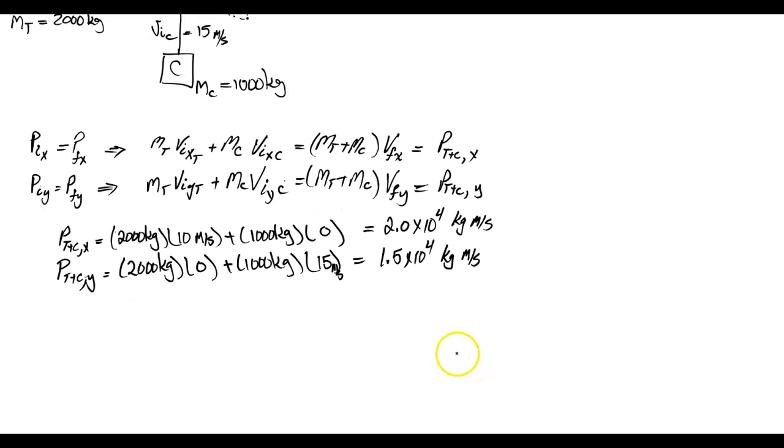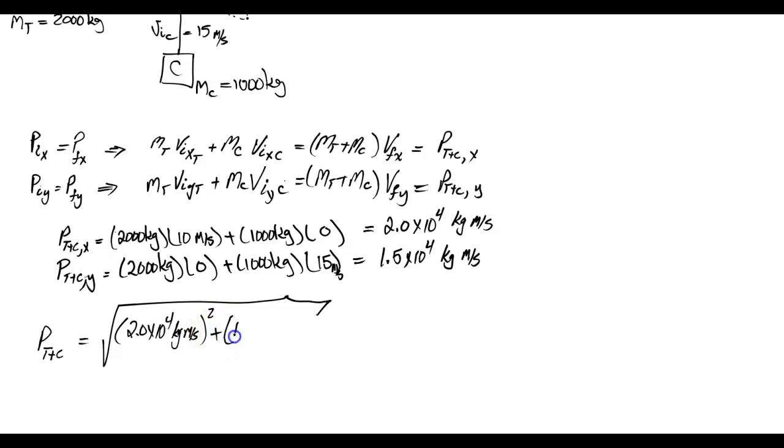So notice we have now that the momentum of the truck and the car, as a magnitude, is going to be the square root of 2.0 times 10 to the fourth kilogram meter per second quantity squared plus 1.5 times 10 to the fourth kilogram meters per second quantity squared, which gives us about 2.5 times 10 to the fourth kilogram meter per second.